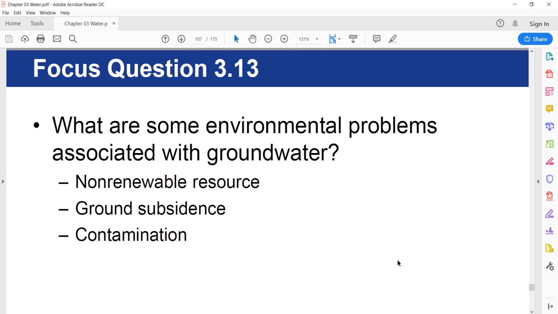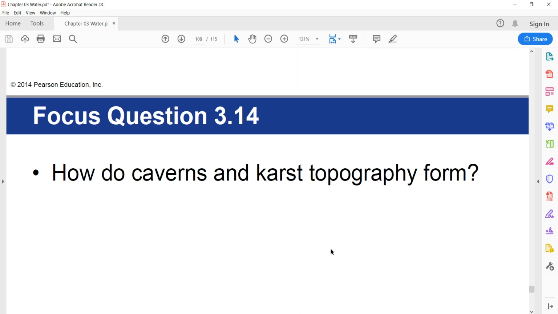So these are some of the environmental problems associated with groundwater, a non-renewable resource: ground subsidence and contamination. So I want you guys to remember these. This is an important question, might show up in your midterm exam.